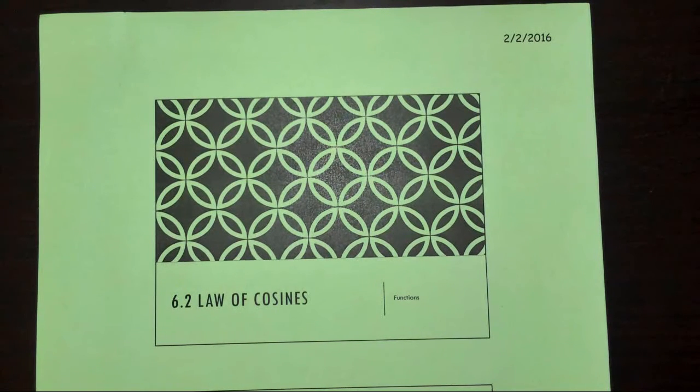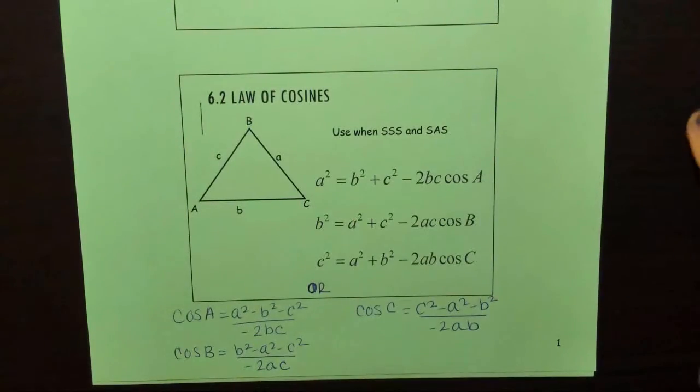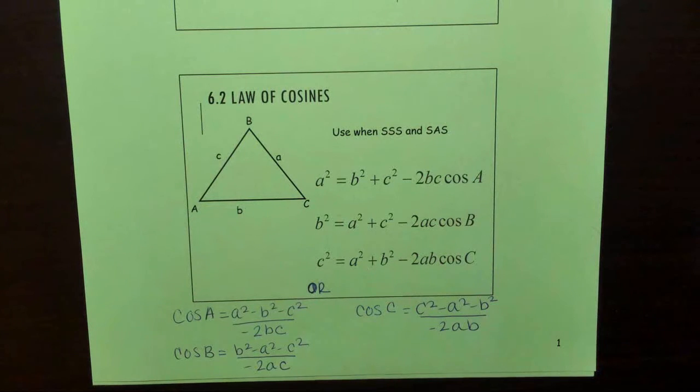Okay, this next video is on section 6.2 in your book. It's on the law of cosines. Again, the law of cosines, just like the law of sines, is a set of formulas that we use in order to find missing angles or side values for triangles that are not special right triangles and triangles that are not right triangles.